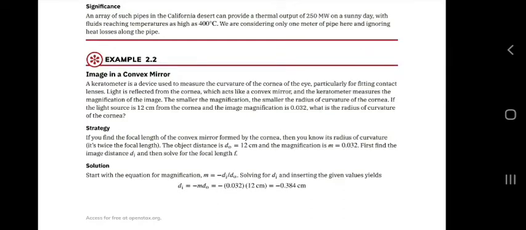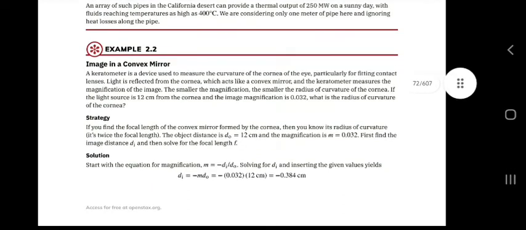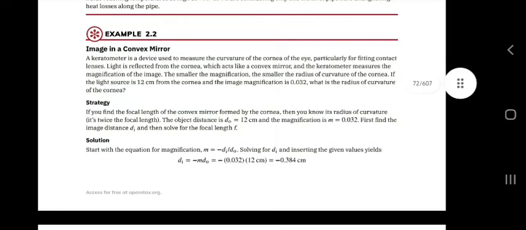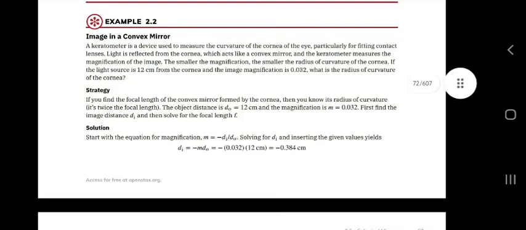So let's proceed to the problem set number 2, example 2.2, image in a convex mirror. A keratometer is a device used to measure the curvature of the cornea of the eye, particularly for fitting contact lenses. Light is reflected from the cornea, which acts like a convex mirror, and the keratometer measures the magnification of the image. The smaller the magnification, the smaller the radius of curvature of the cornea. If the light source is 12 cm from the cornea and the image magnification is 0.032, what is the radius of curvature of the cornea?